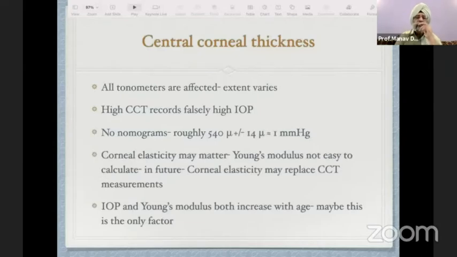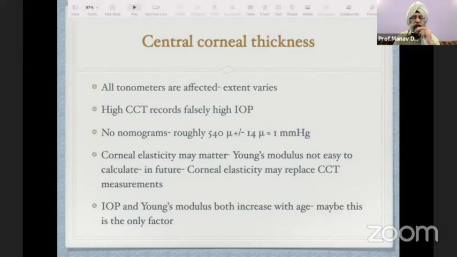Now the factors which affect measurement: corneal thickness affects all tonometers. The extent may vary, even DCT is affected. A high CCT records falsely high intraocular pressure. There are no nomograms, but more or less we can say that 14 micron thickness affects 1 millimeter of mercury, and the standard thickness of the cornea is 540 micron.